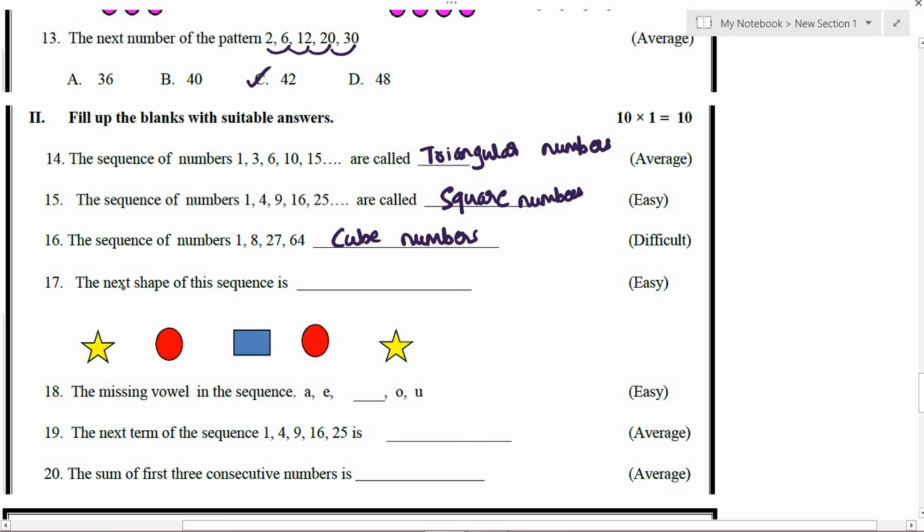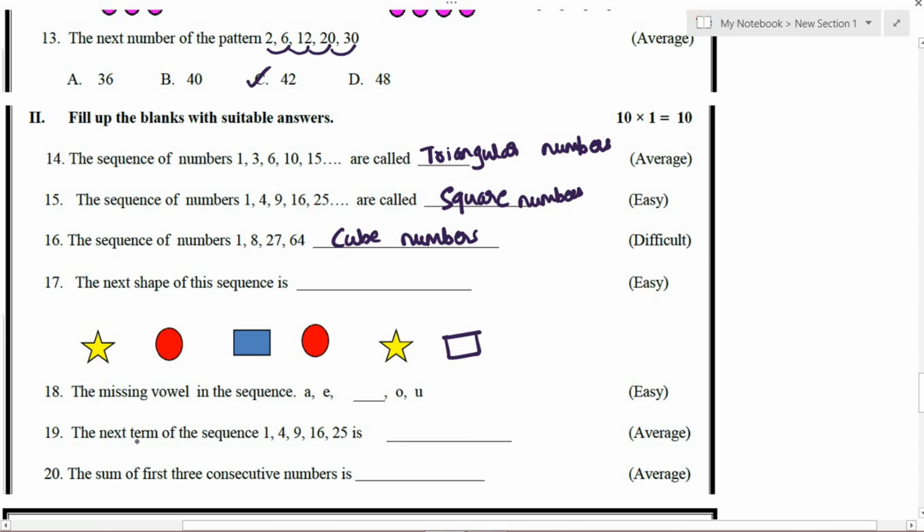Here you can see the next question: star, circle, rectangle, circle, star. The next one should be rectangle. The missing figure is rectangle.